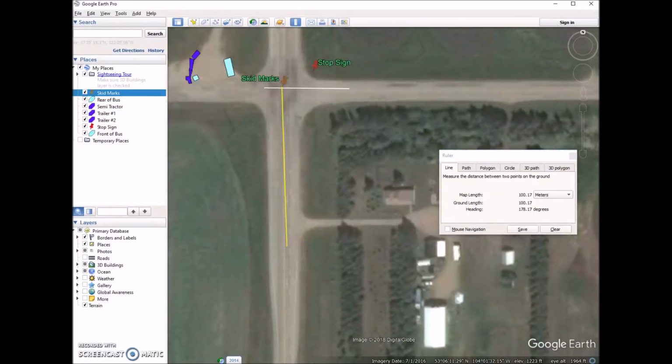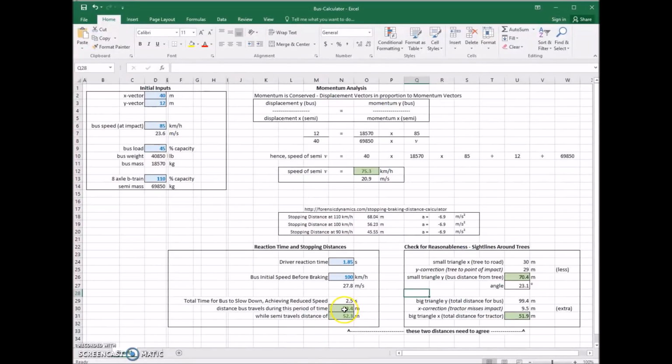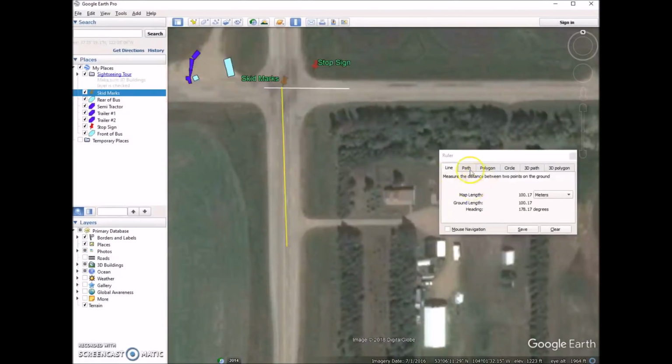Oh, that didn't change much at all, did it? Bus 100, semi 52. Oh, that doesn't change much, does it? So now we're in the situation where the slower I make the semi, the longer this gets, and marginally shorter this gets.